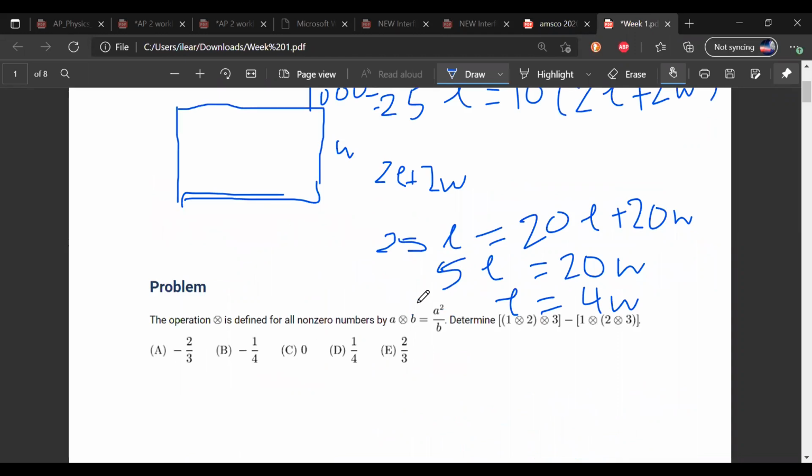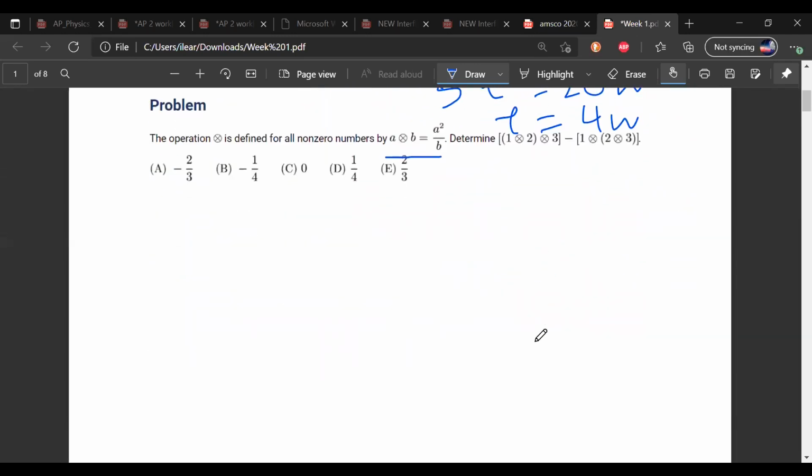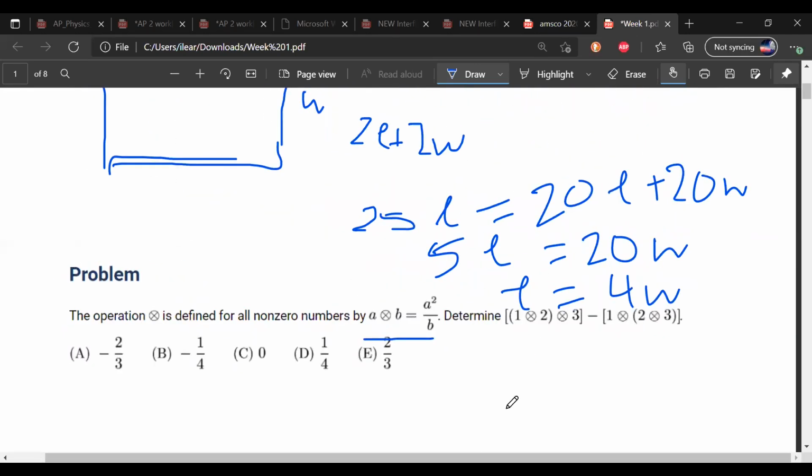So for the second problem, we have this, where an operation mystery is defined for all non-zero numbers by A x B is equal to A squared over B. So this is a fairly simple problem. You just use this function and plug this in. All right, so let's zoom in a bit so it's easier to see.